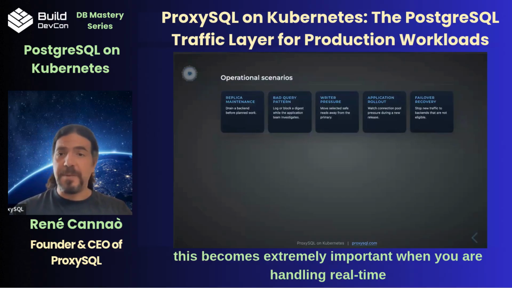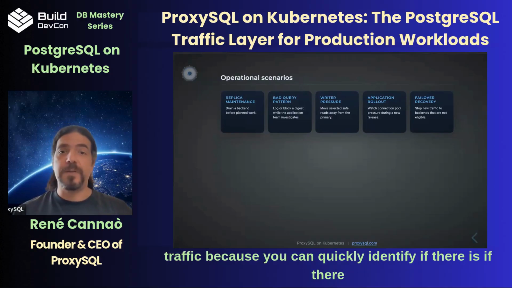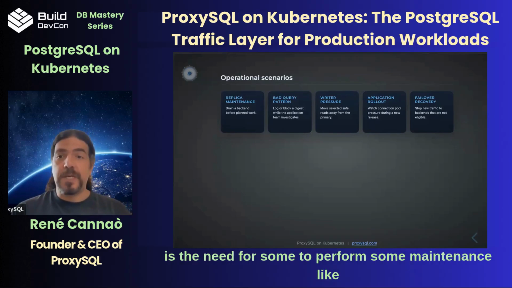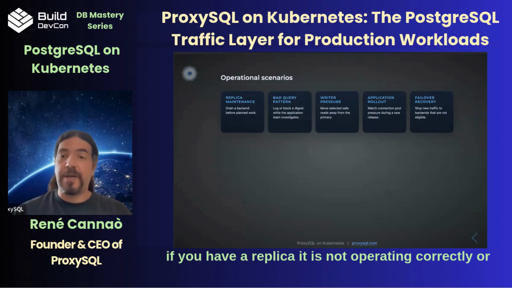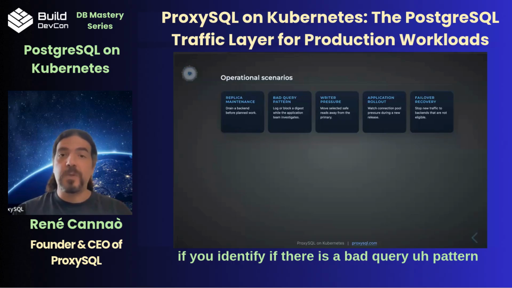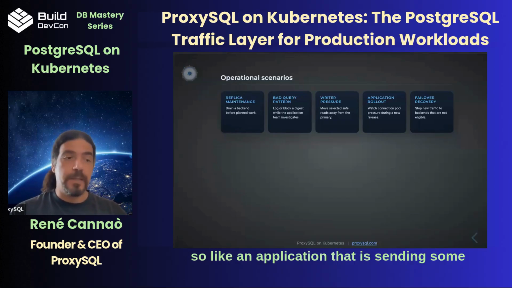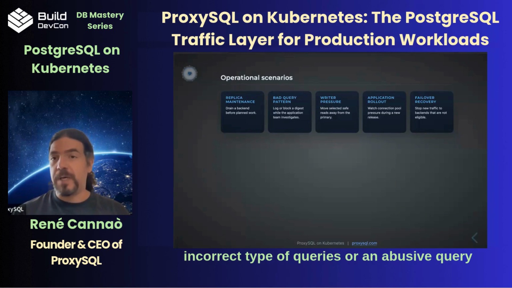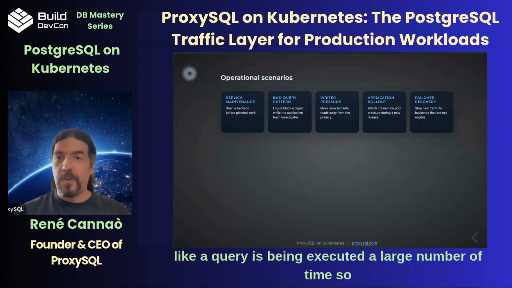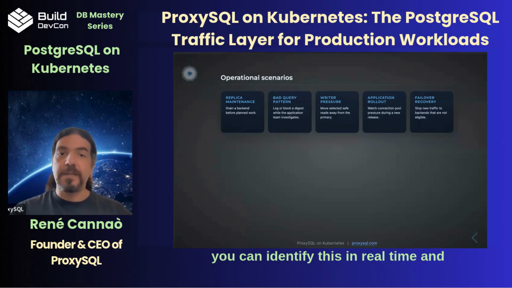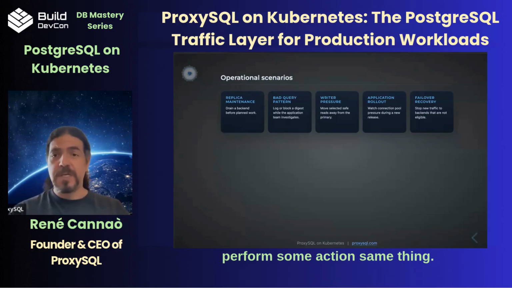And this becomes extremely important when you are handling real-time traffic, because you can quickly identify if there is a need to perform some maintenance, like if you have a replica that is not operating correctly, or if there is a bad query pattern. So like an application that is sending some incorrect type of queries, or an abusive query, like a query that is being executed a large number of times. You can identify this in real time and perform some action.